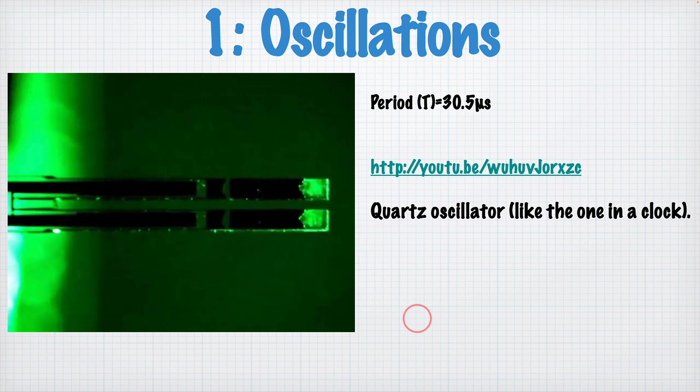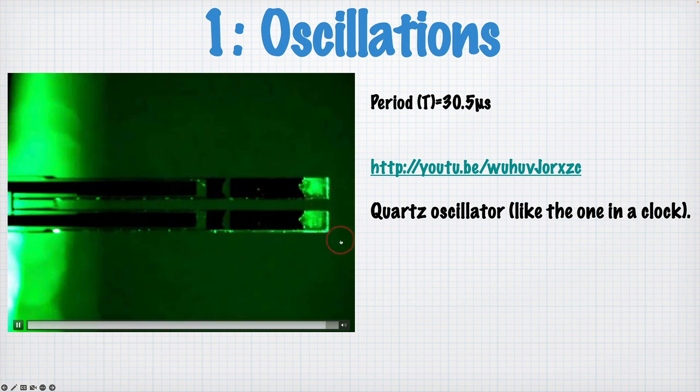It's also an oscillation, but rather than being just a single mass on a spring, now we have two masses oscillating in antiphase to each other. It's the two parts of this tuning fork that oscillate.